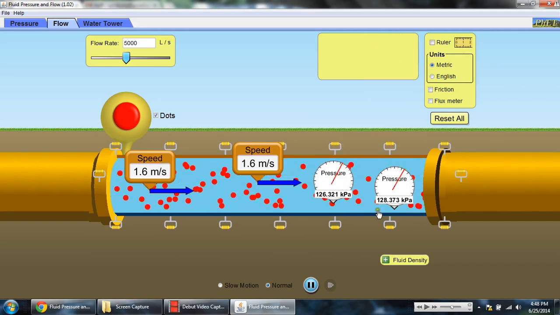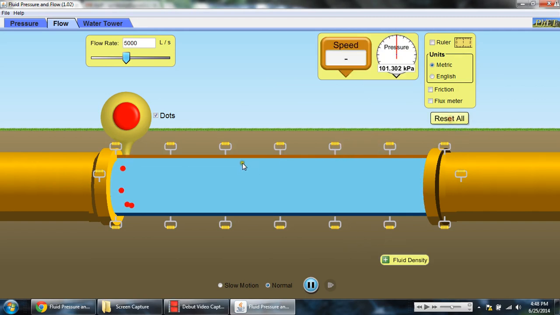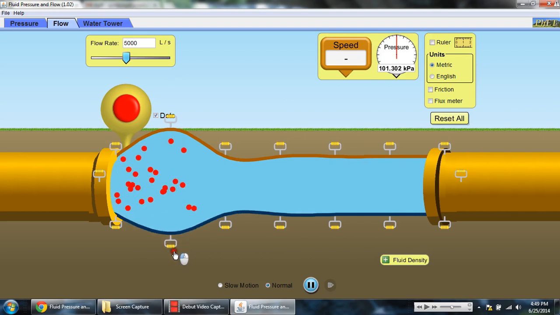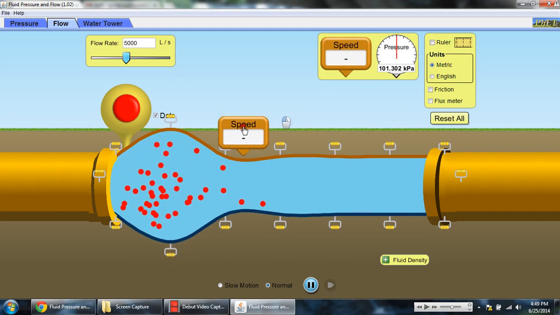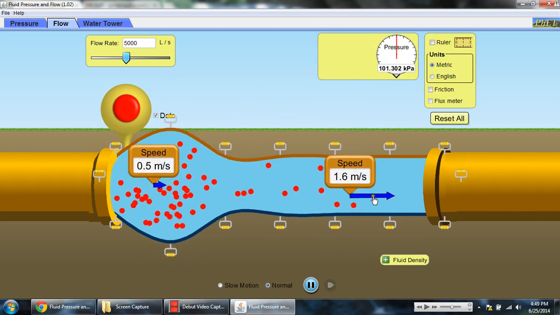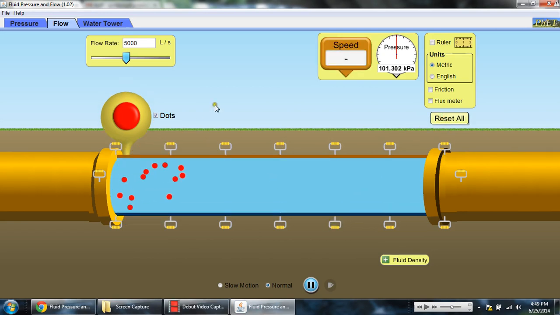Pressure gauges, again, you can pull up to 2. So as it asks you to say, for example, in a larger area of the pipe, see what the speed is, you can put a speed gauge there, a speed gauge there, and make your observations. As always, have fun.